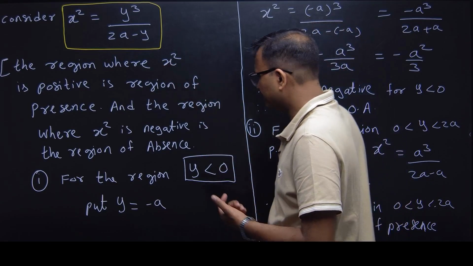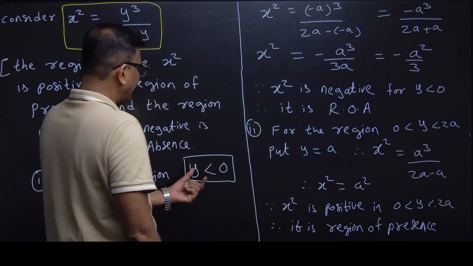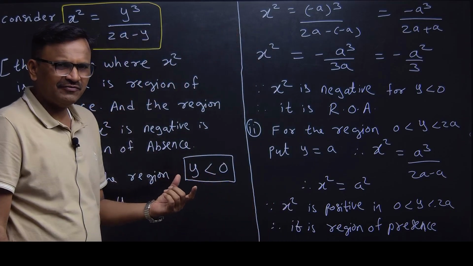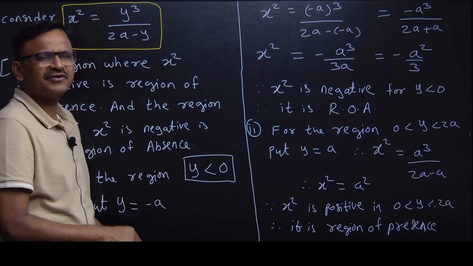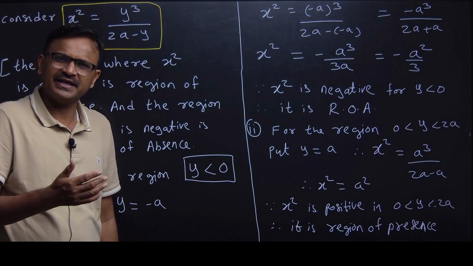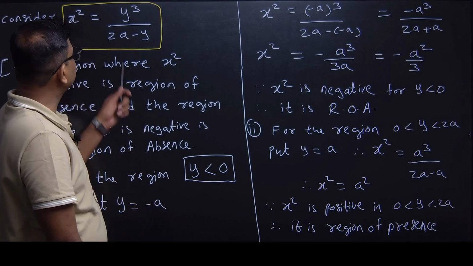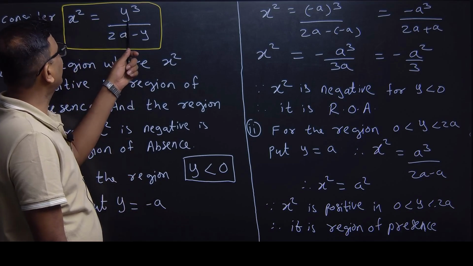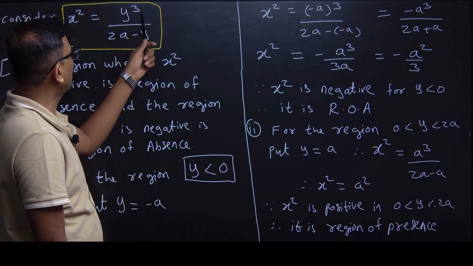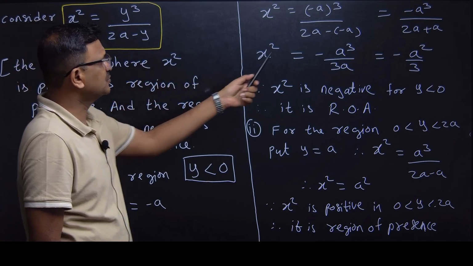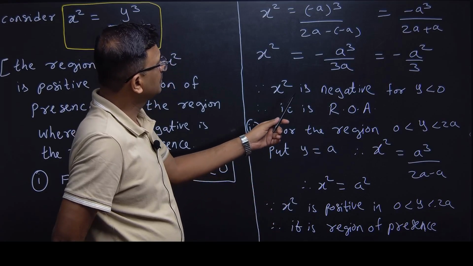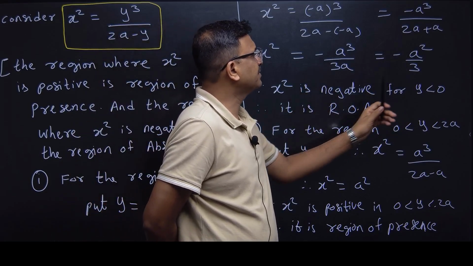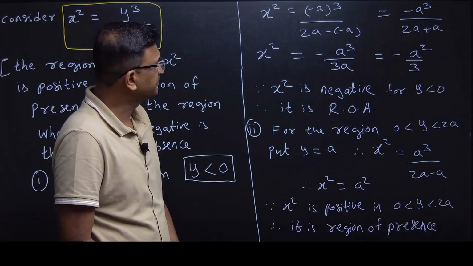Now to check that, consider the first region, y less than 0. You can consider any value of y which is less than 0. Here I have considered y is minus a. You can take y is minus a, minus 2a, etc. Any negative value of y, and substitute in this equation. In place of y, if I write minus a, x square will be cube of minus a upon 2a minus of minus a. It is minus a cube upon 2a plus a. So it is minus a cube upon 3a. So it becomes minus a square by 3.